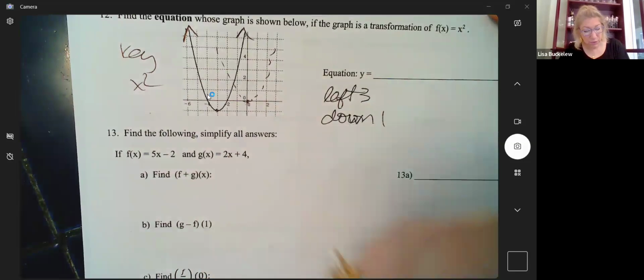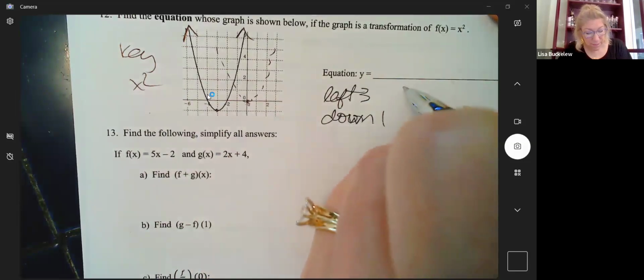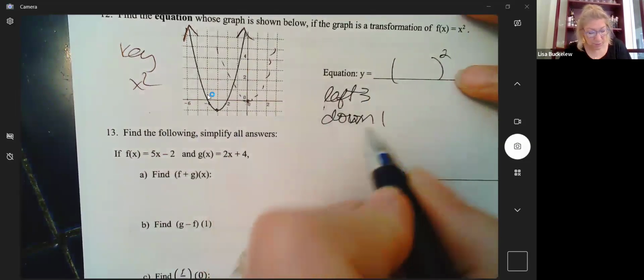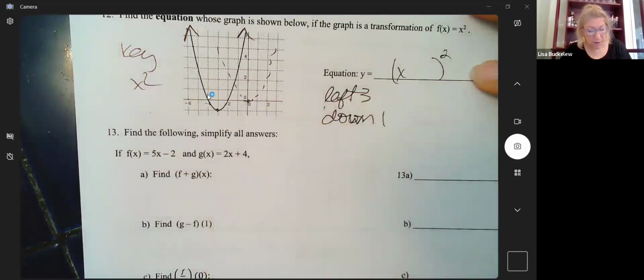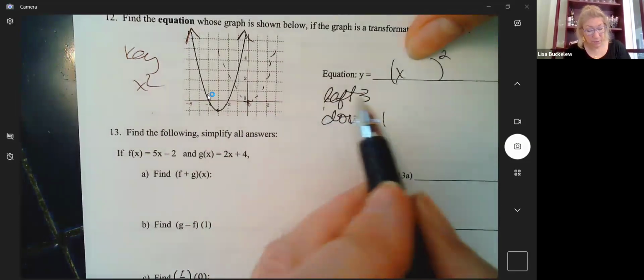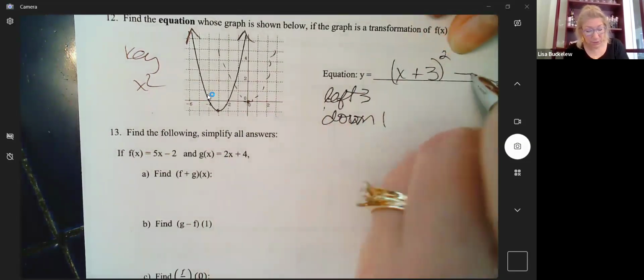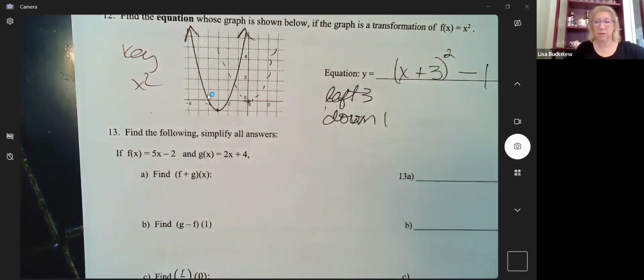All right. So if we try to put that together, my x is being squared, but there was a horizontal shift. So I'm going to do x plus or minus a number. So left 3 is the one where we add 3. And then down 1 means we subtract 1.